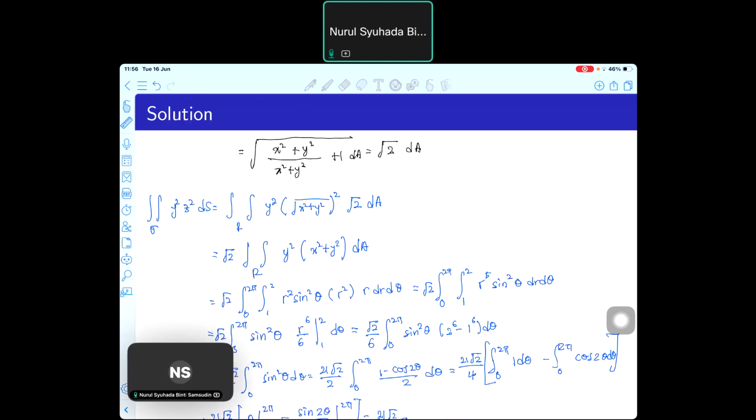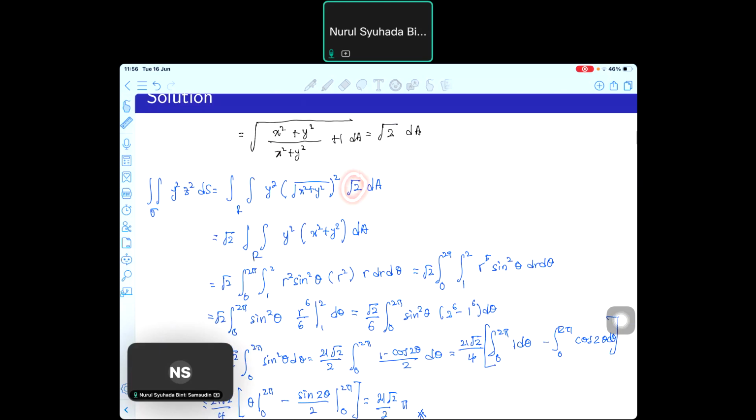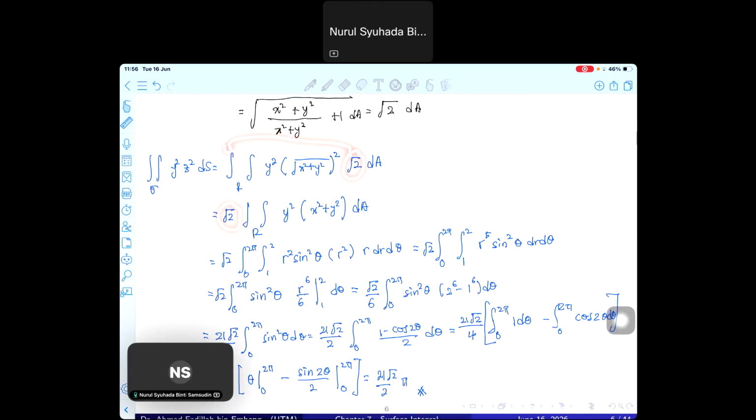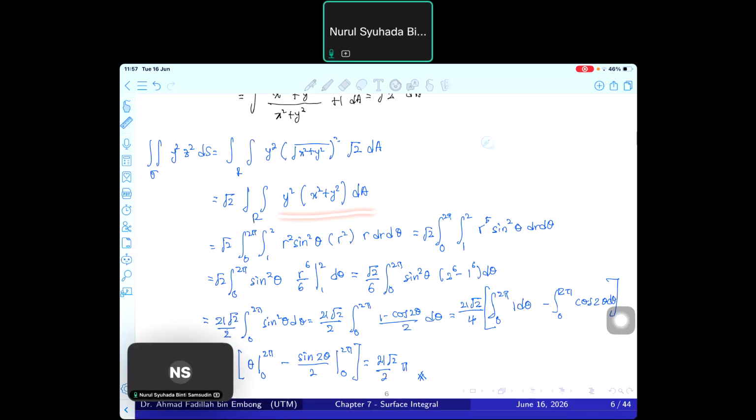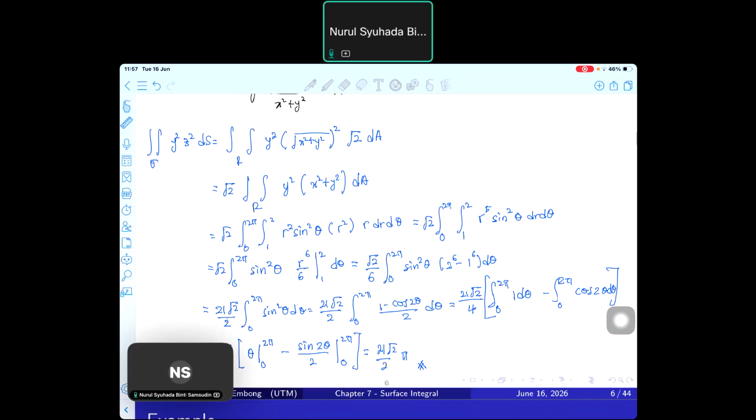Okay. So now, this is a constant. I will take this constant outside. I will have this equation. And then the square root of y squared times x squared plus y squared. This one I just simplify, the square root with the square. And we have y squared multiplied by x squared plus y squared.